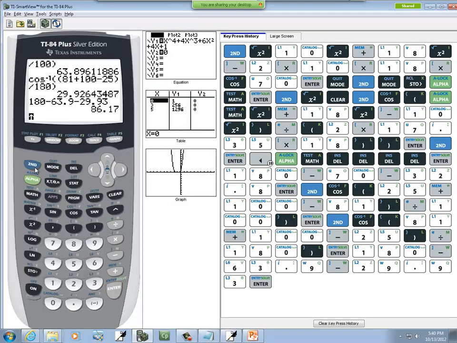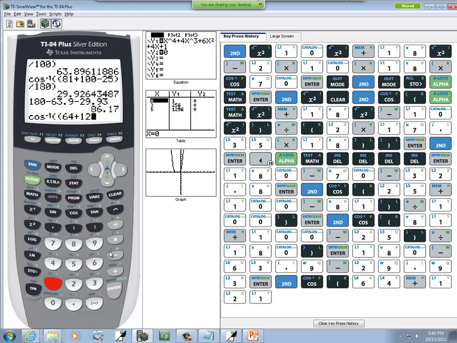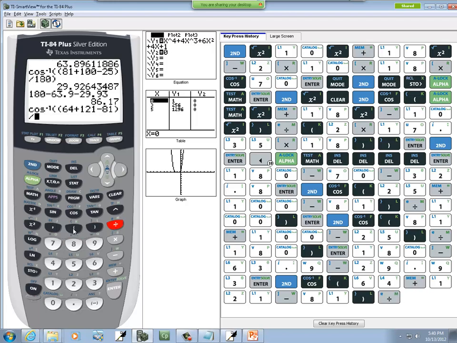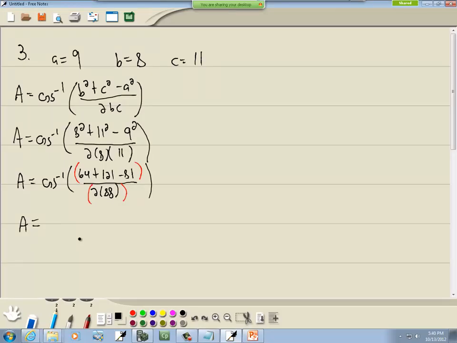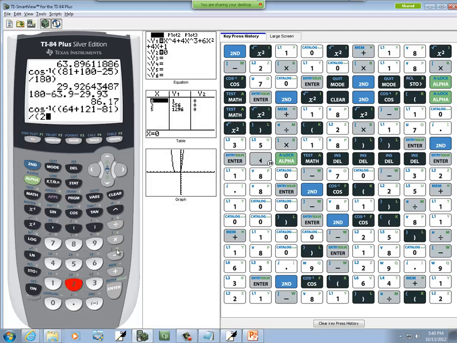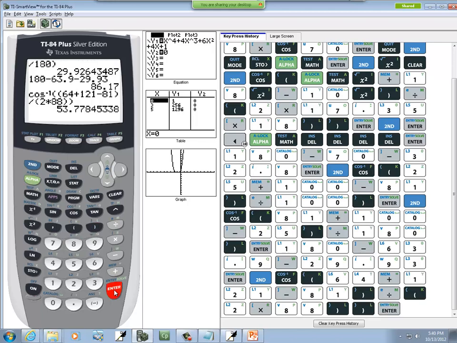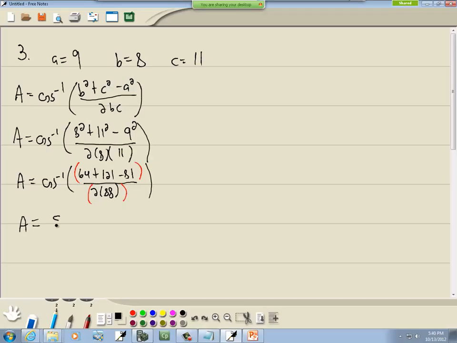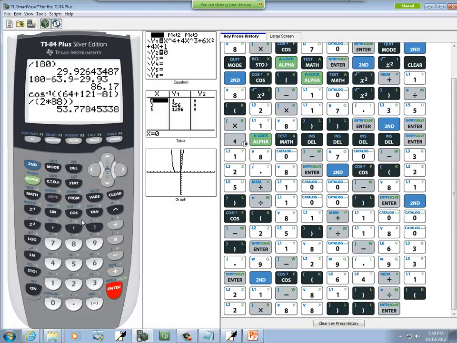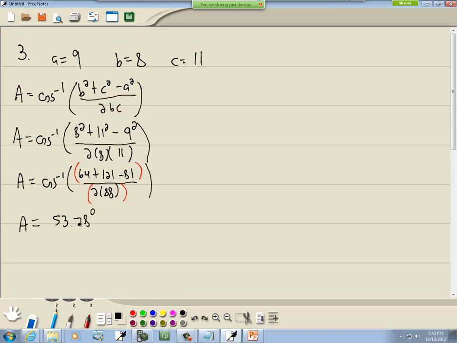So let's see. Inverse cosine, beginning parentheses around the top part. 64 plus 121 minus 81. Closing parentheses on top part divided by beginning parentheses, 2 times 88, and closing parentheses on bottom part, closing parentheses on inverse cosine. Enter. And we get 53.78 degrees.